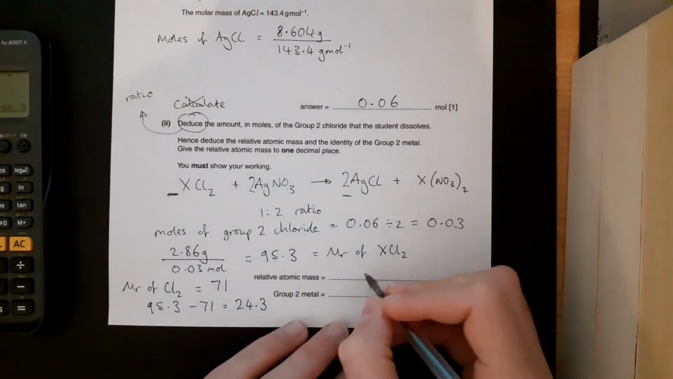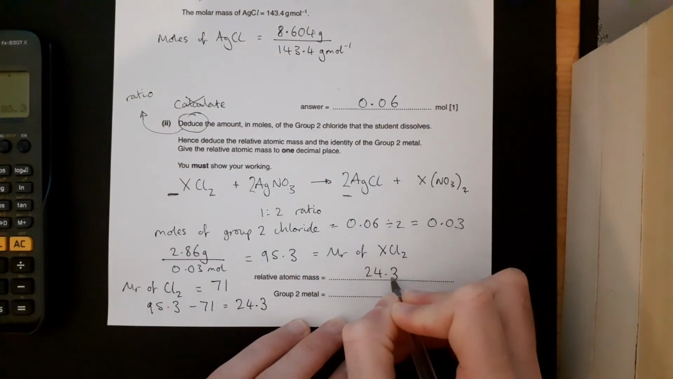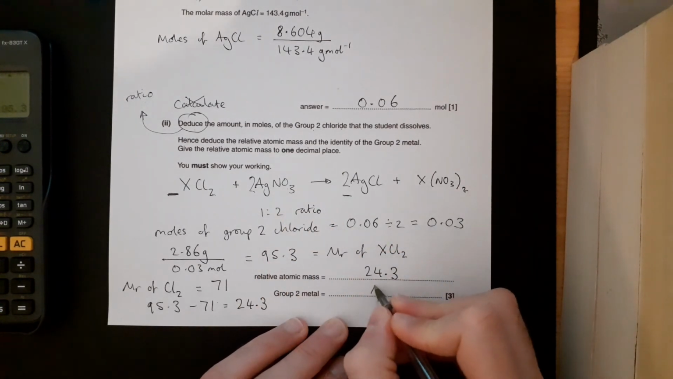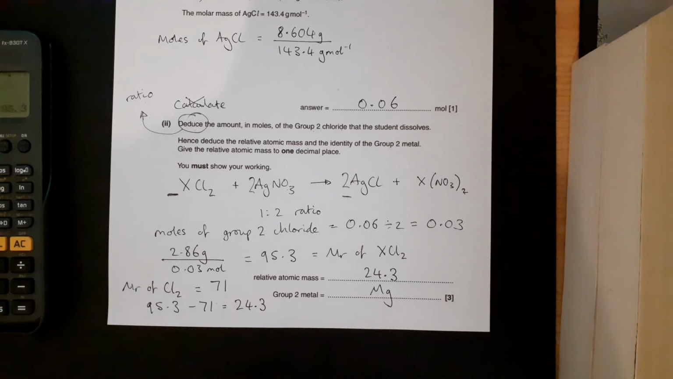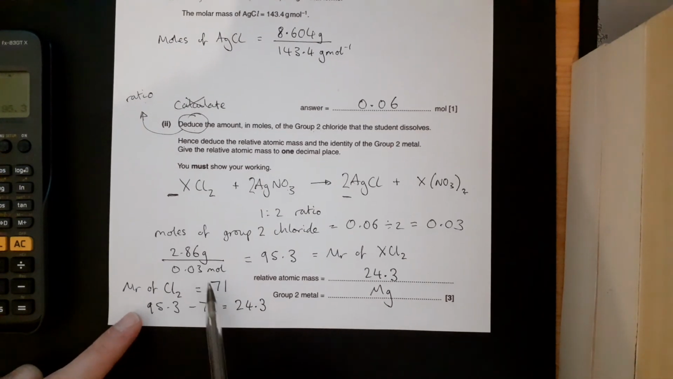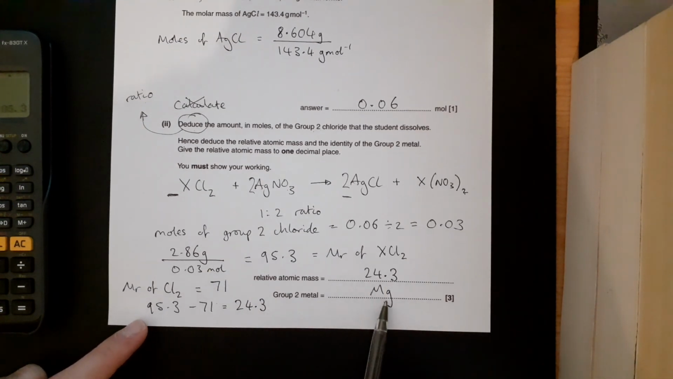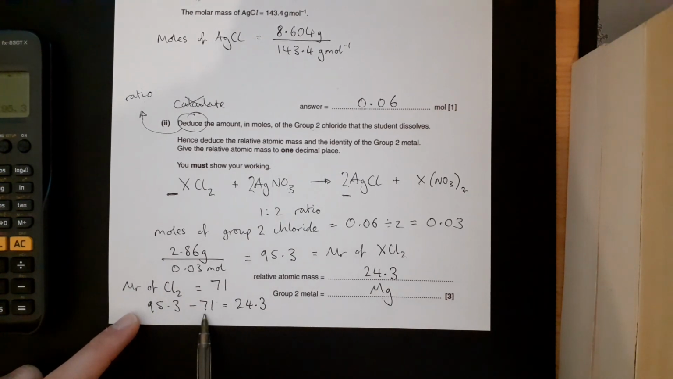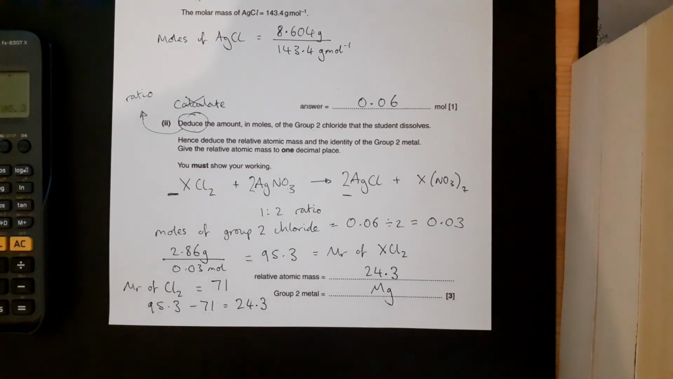So the relative atomic mass is 24.3. It did say do it to 1 decimal place, so we're there. And the group 2 metal is therefore magnesium. And this is quite a common thing: you don't know what element it is, but if you know the mass of the whole compound, you can take away the bit that you already know about and work out what the element is that's missing. This sort of concept comes up in quite a few different questions.